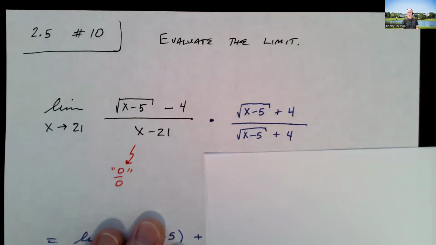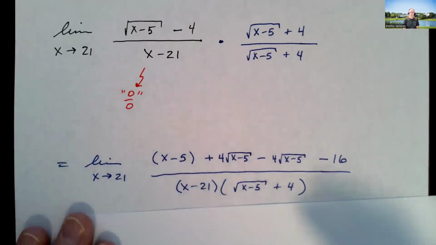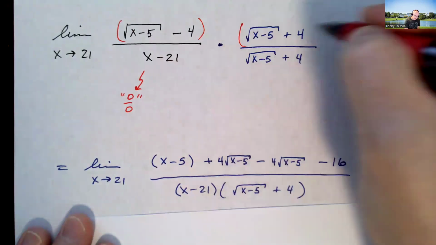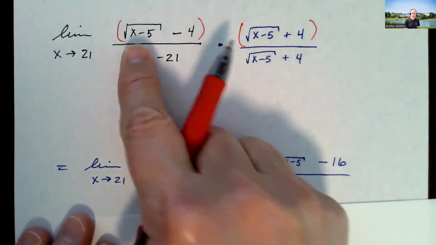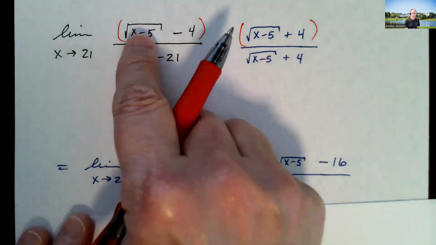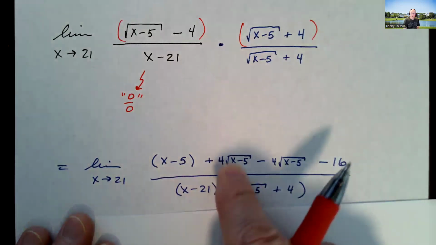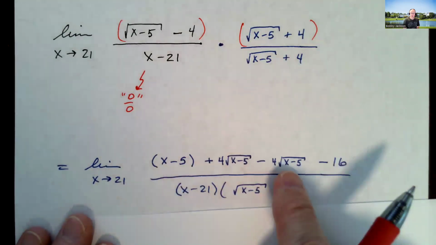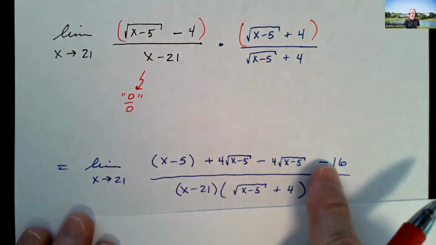And we did this in class, so hopefully you understand, but I'll work out the details here. When I multiply up top, it's like I'm foiling, right? It's sort of like a binomial times a binomial. So the first times first, square root of x minus 5 times square root of x minus 5 is just x minus 5. The outer, square root of x minus 5 times 4, is 4 times the square root of x minus 5. The inner is negative 4 times the square root of x minus 5. And then the last, negative 4 times positive 4, is negative 16.